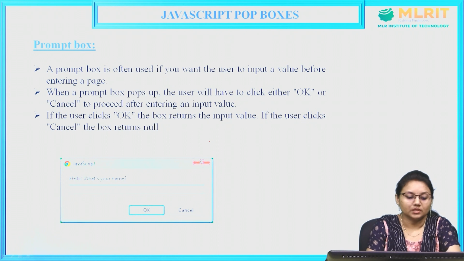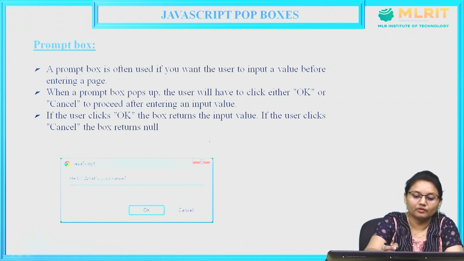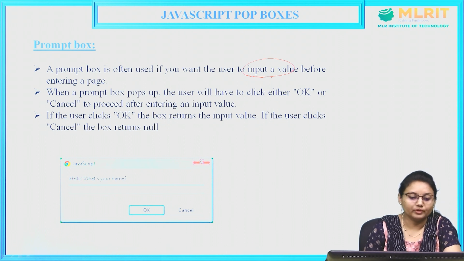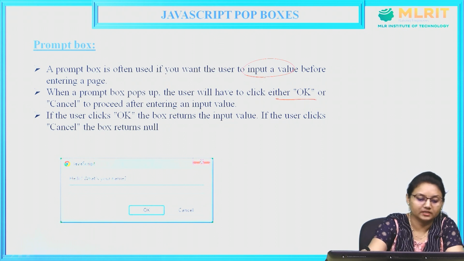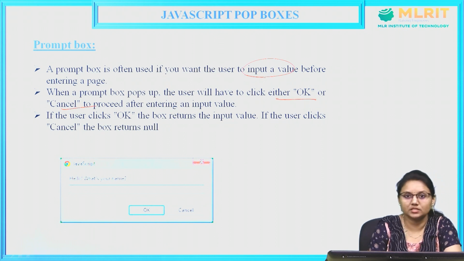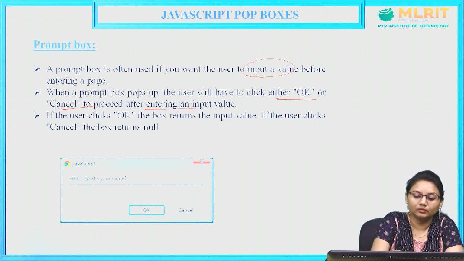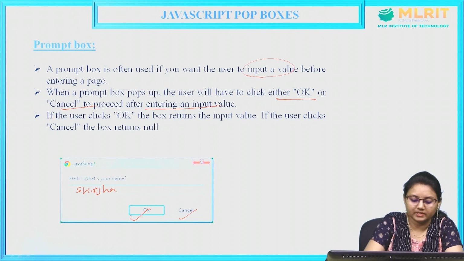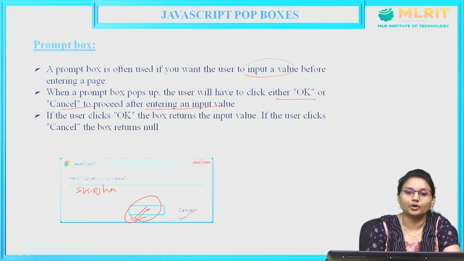Then the prompt box. Prompting is where you have a question and the user has to give some input. It is often used if you want the user to input a value, for example before entering the page. When a prompt box pops up, the user will have to click either OK or cancel to proceed, similar to the confirm box. But here you have to enter the input value, for example your name, and then click OK, then your prompt box will go.